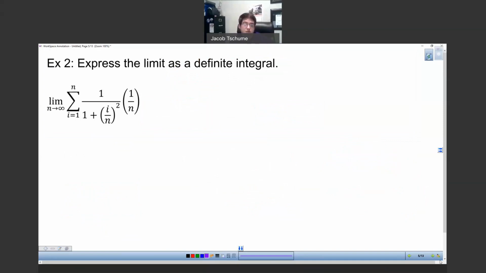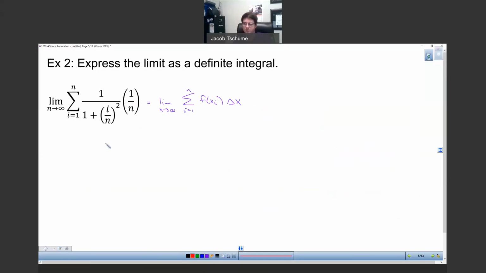Let me do a second one, just so you have it in your notes. Can you express the following Riemann sum as a definite integral? So we have the limit as n approaches infinity of the summation from i equals 1 to n of 1 over 1 plus i over n squared, all times 1 over n. So remember, this is what you're matching up to: the limit as n goes to infinity of the summation from i equals 1 to n of f of x sub i times delta x.